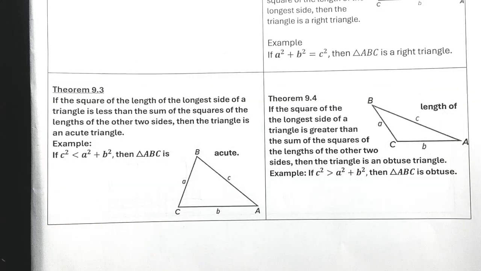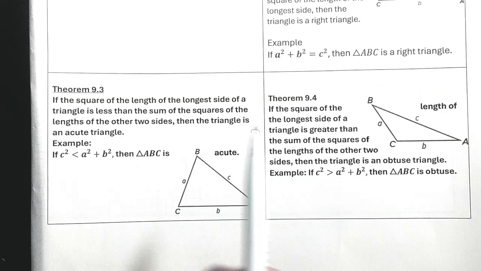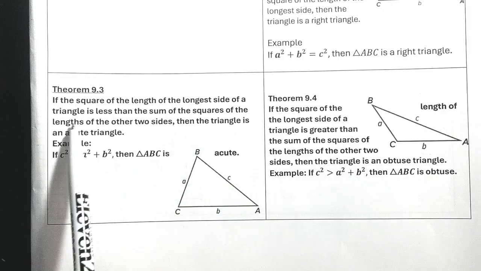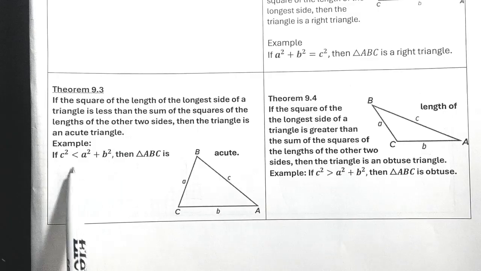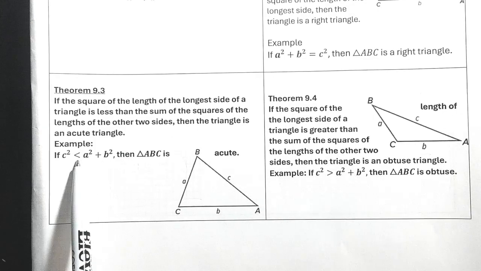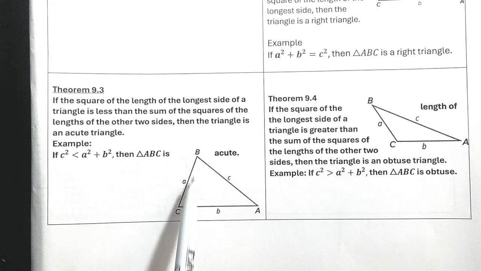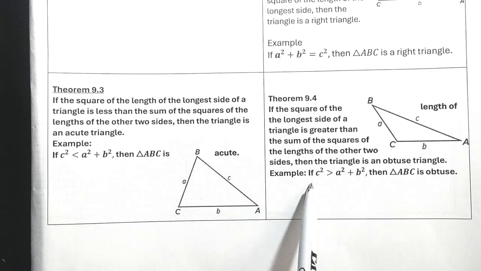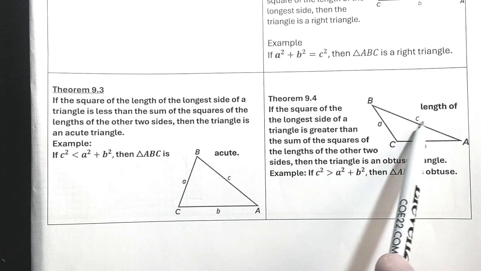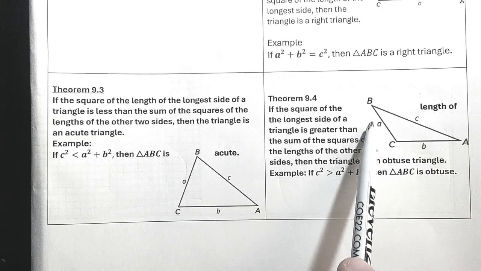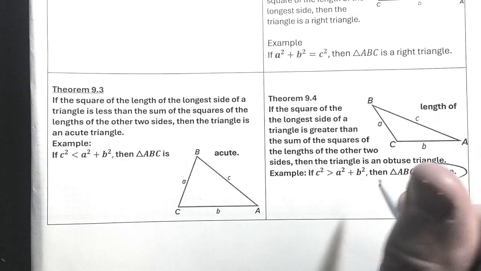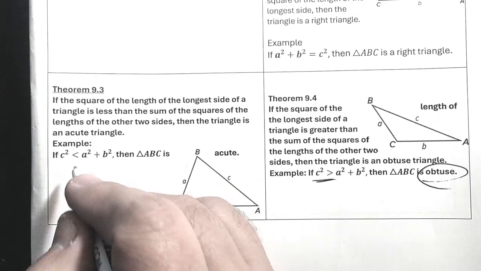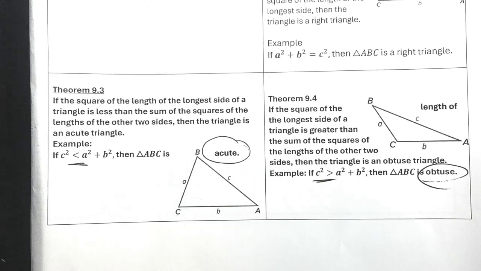Okay, let's go down. Theorem 9.3: if the square of the length of the longest side of the triangle is less than the sum of the squares of the lengths of the other two sides, then the triangle is an acute triangle. So if a squared plus b squared is greater than c squared, then it's an acute triangle. And then Theorem 9.4 says that if the square of your hypotenuse is greater than a squared plus b squared, then it's obtuse. So if c is greater, then it's obtuse, but if c is less, then it's acute.